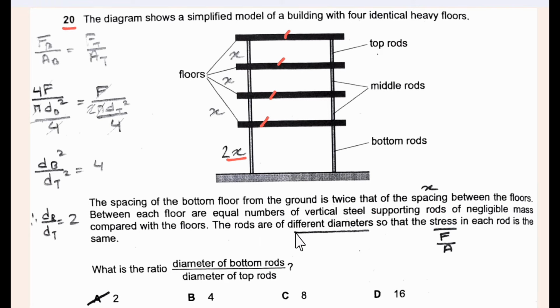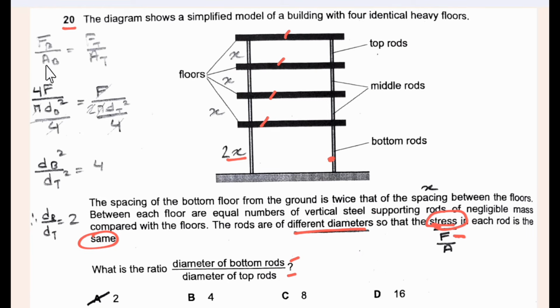The rods are of different diameter, so the diameter of the rod can vary so that the stress in each rod is the same. Now you have to remember that the stress is the same. Since stress is the same, that means force per unit area is the same, since stress is the force per unit area. What is the ratio of diameter of the bottom rod to the diameter of the top rod? So to find the ratio of the diameter, we must remember that the stress is the same.